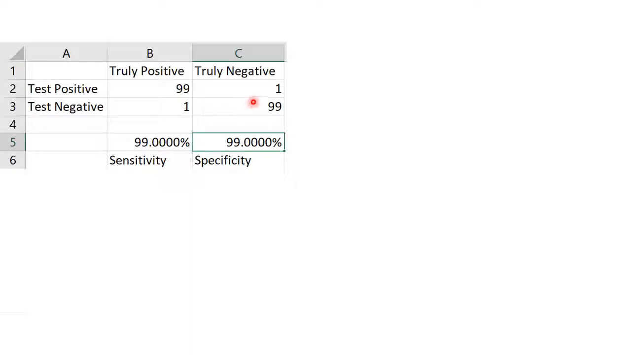Specificity is similar, but if you don't have the disease. So if you really do not have the disease, what are the chances that the test will also say you don't have the disease? In this case, still 99 out of 100 people that truly do not have the disease, it's going to say negative. We have a 99% specificity.